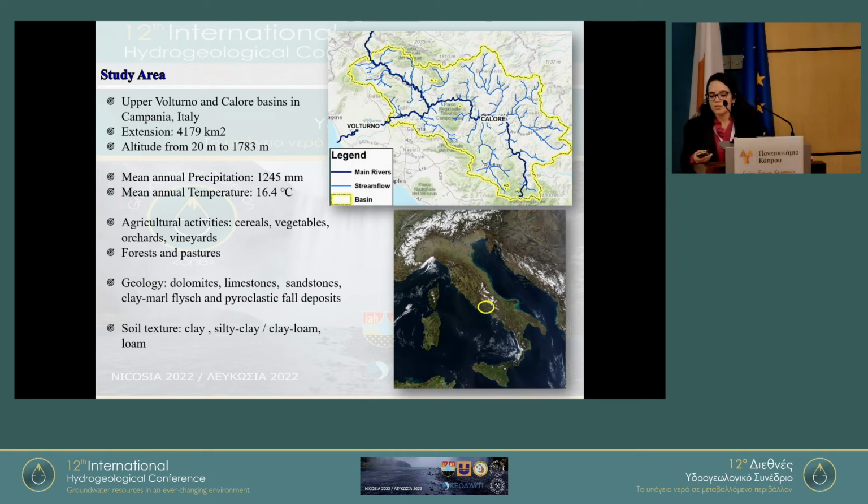So, let me give you some information about the study area. The altitude varies from 20 to almost 1,800 meters. In general, the area is characterized as Mediterranean from a climate point of view, with intense agricultural activities, mainly in the flat areas and gentle slopes. From the geological point of view, we have alluvial aquifers and mainly karstic aquifers. The soil texture in the Alto Volturno is characterized as clay to silty clay, and on the other side, the Calore basin, from clay loam to loam.